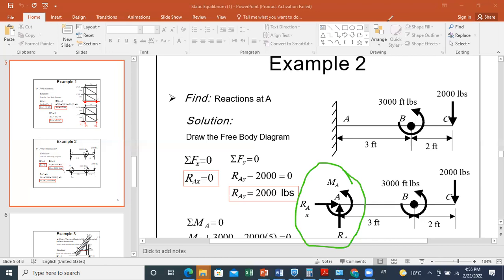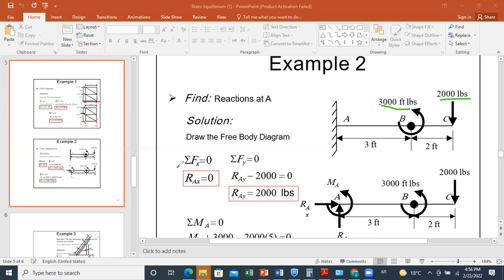Okay? Now, to start with, if you look at your figure, your load is due to a vertical force and a couple at B. Do you have any axial load acting on your system?